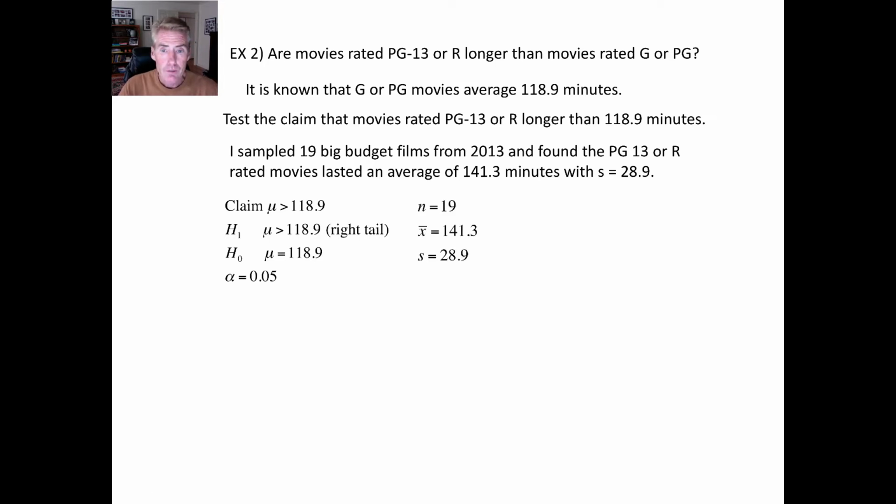Then be sure to write down the sample information, the N, X bar, and the S. And then next, the picture. So degrees of freedom equals 18. I was just noticing how sloppy that is. Sorry about that. Anyway, DF equals 18. Shade the right tail. And then look up the critical value.